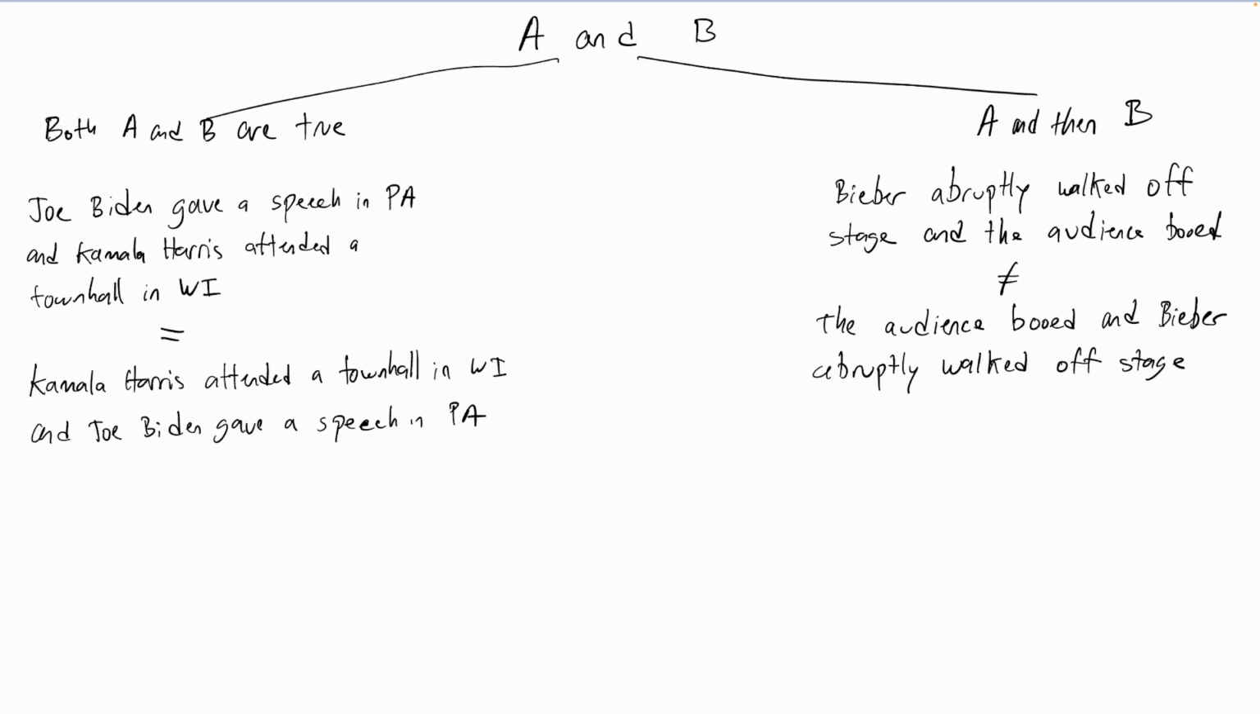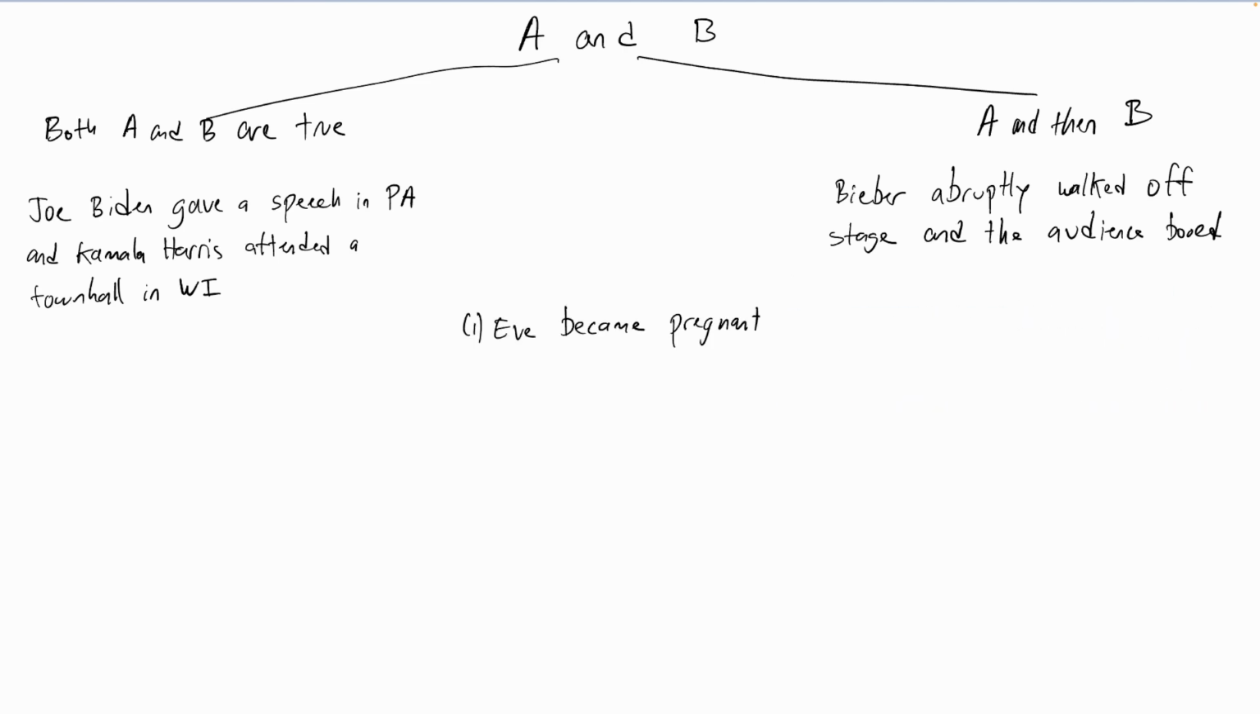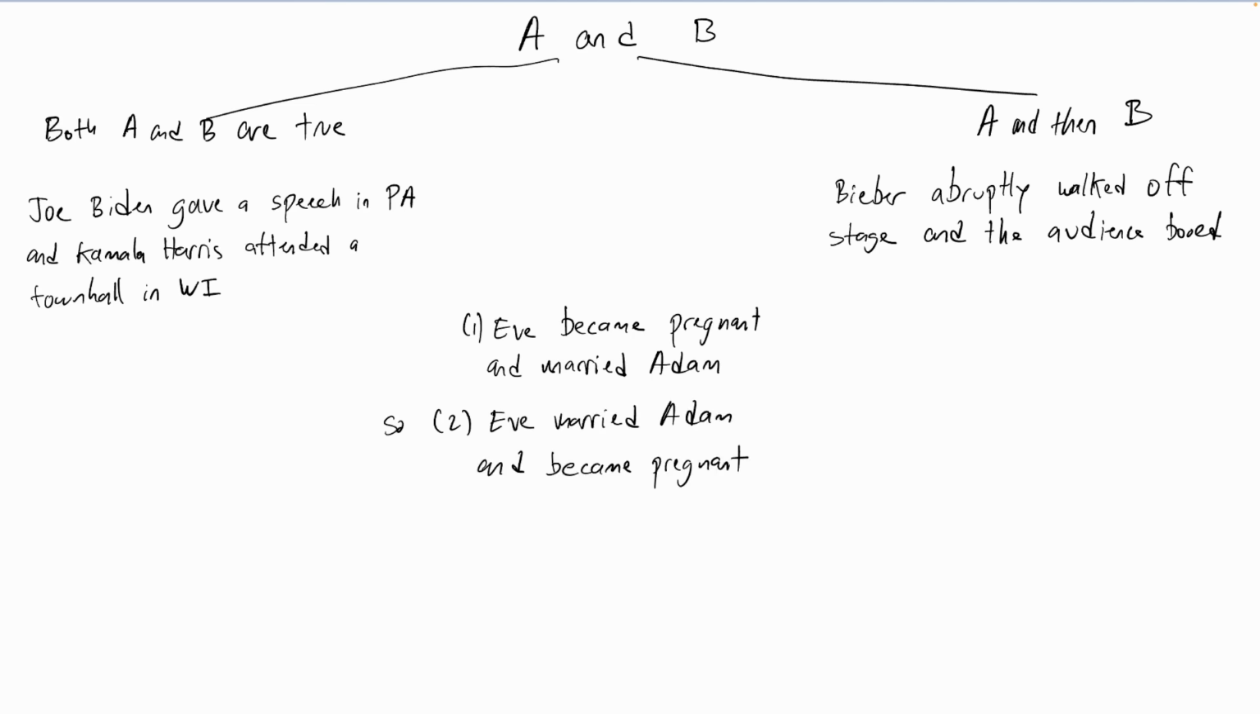The statement A and B can simply assert that A and B both happened, as in the first example, or the statement A and B can seemingly assert the claim A happened and then B happened, as in the second example. So now suppose that you're asked whether the following reasoning is valid. Eve became pregnant and married Adam, thus Eve married Adam and became pregnant. Well, if the word and is ambiguous in the way that we've just described, then there's no straightforward yes or no answer to whether that reasoning is valid.